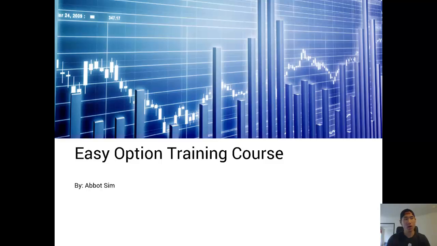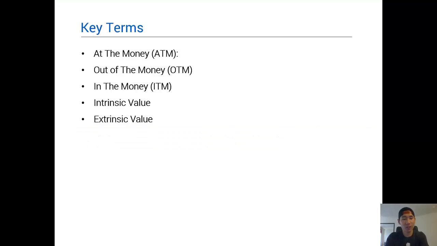In this video, I want to talk about 5 key terms that are used in option trading. The first 3 are at the money, out of the money, and in the money. Those relate to where the strike prices are relative to the current price of the underlying security. Intrinsic and extrinsic value are the 2 components that make up the price of the option.